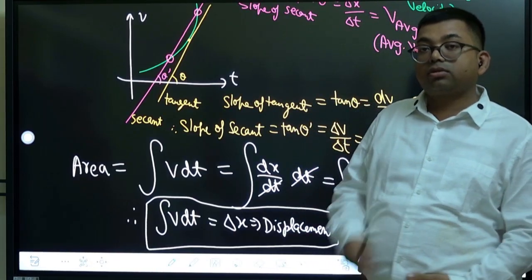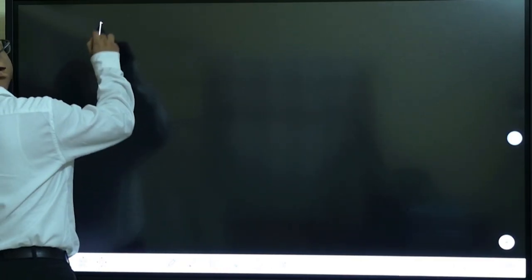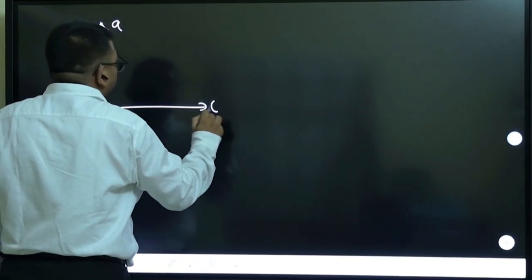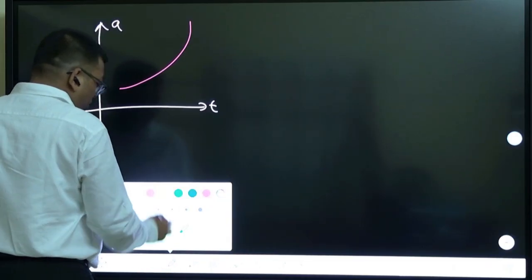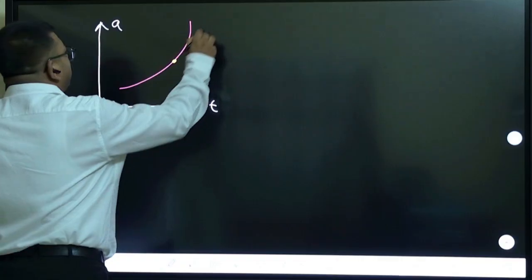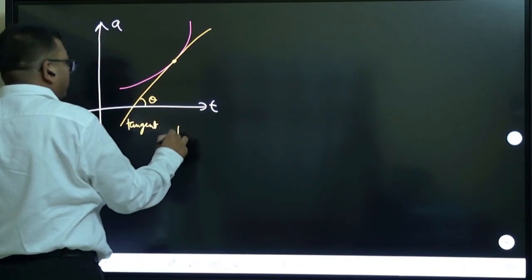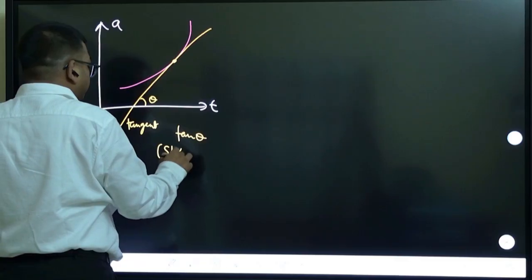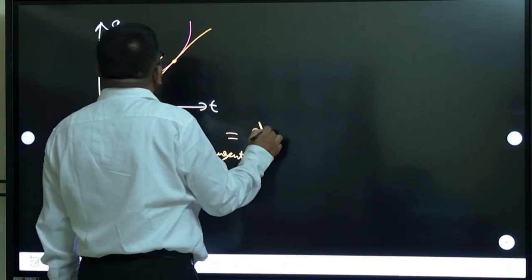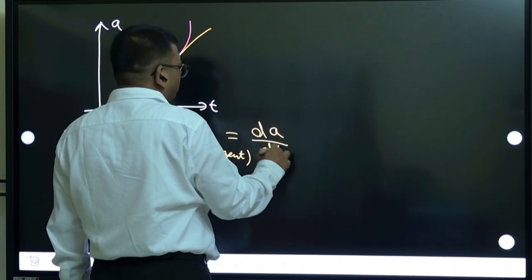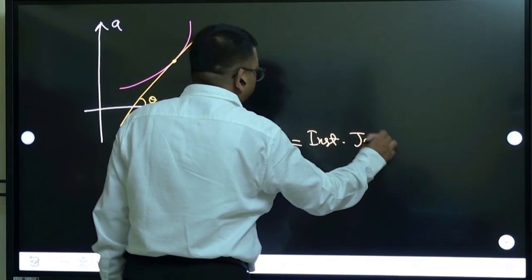So let us see next. Let us talk about the acceleration time graph. This is an acceleration time graph. Here also, if you want to study, you can study the slope, right? So you can take a tangent. So this is theta. So tan theta, which is the slope of the tangent here, gives us the rate of change of acceleration, dA by dt. This is called instantaneous jerk. It is a term called jerk.